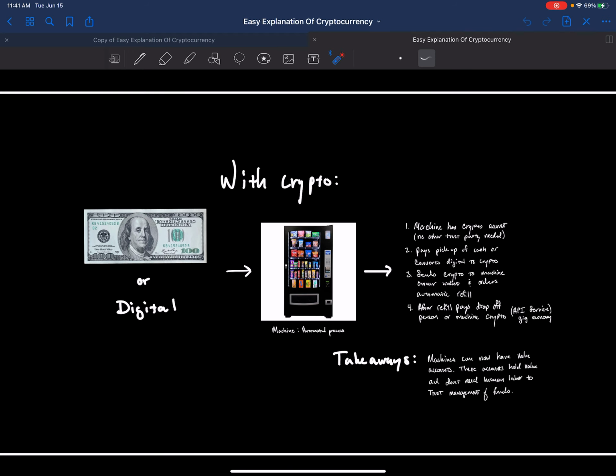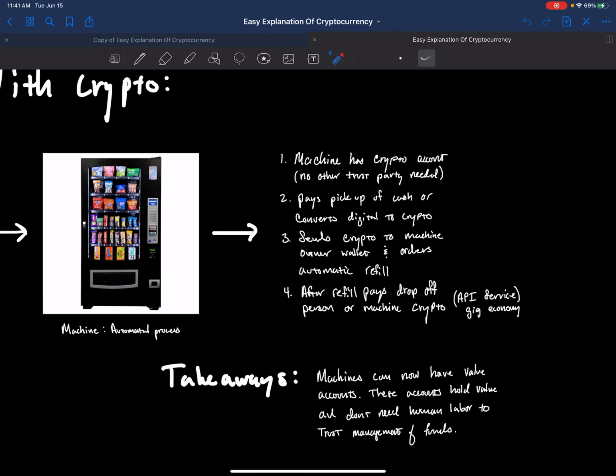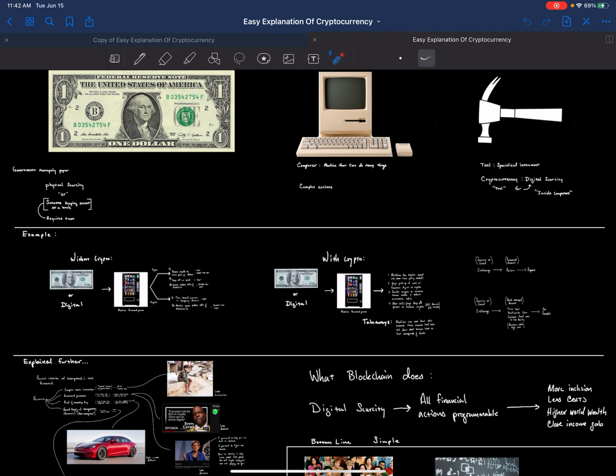Now let's look at a world with crypto. So, someone uses physical or digital. Again, the machine, the automated process. So now the machine can have a crypto account. Not only did I mention earlier that cryptocurrency is a tool, right? But it also gets rid of the need for trust. We don't need to trust some person to type in things because it comes inherent in cryptocurrency. It has the trust built into it inherently. It is a property of cryptocurrency.